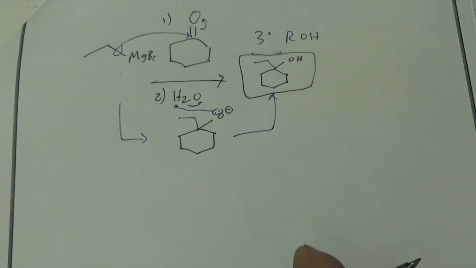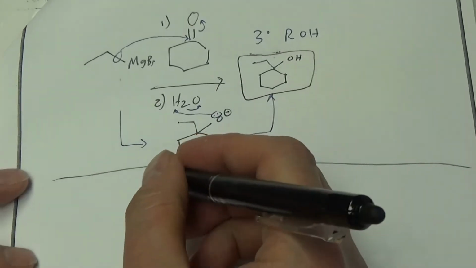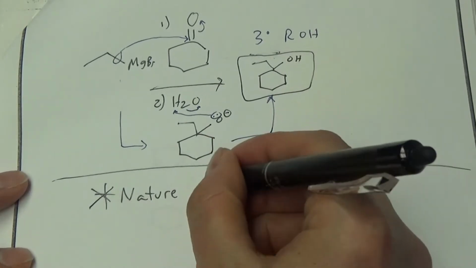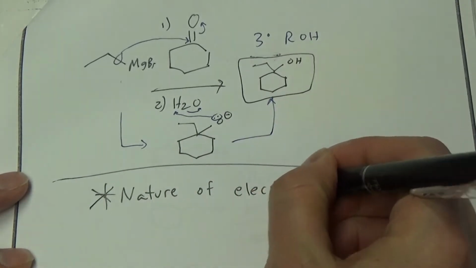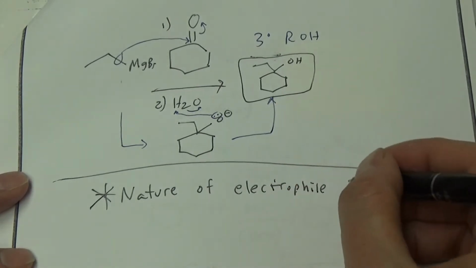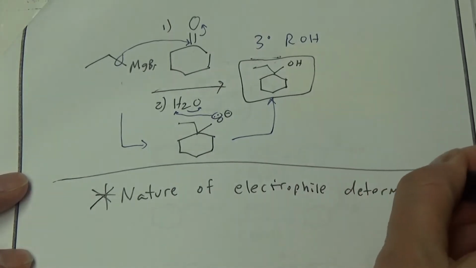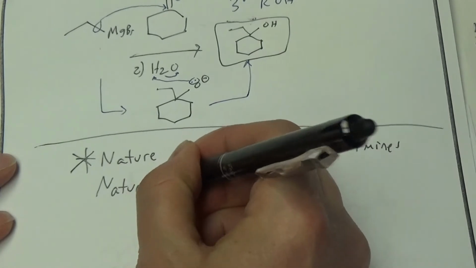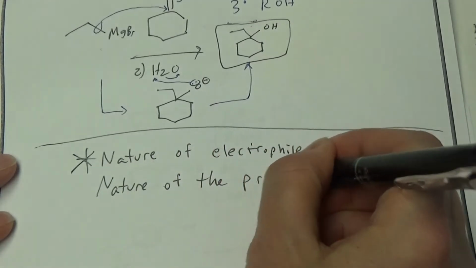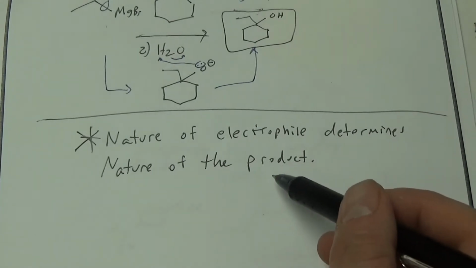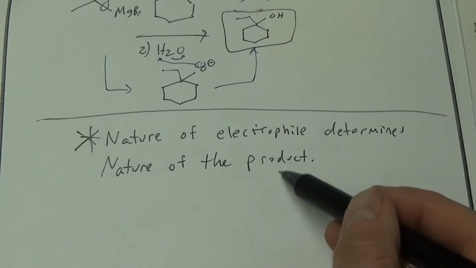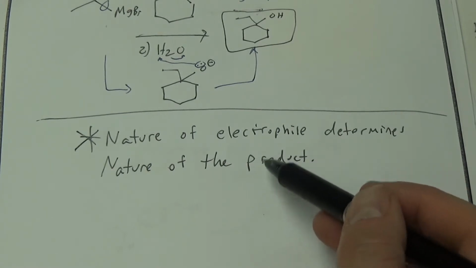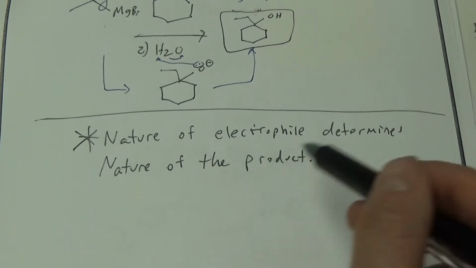All right, so a summary of what I just said in a couple words is that the nature of the electrophile determines the nature of the product. And sometimes when you're looking at the product and trying to figure out which electrophile you would use to make this product, you can step back to figure out what the electrophile is. And that's using a couple of the rules we just said.